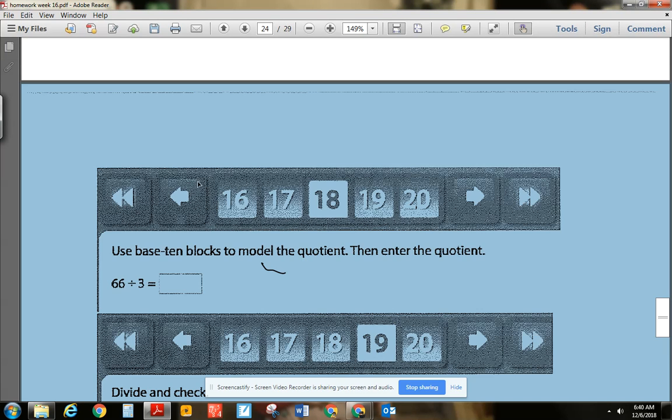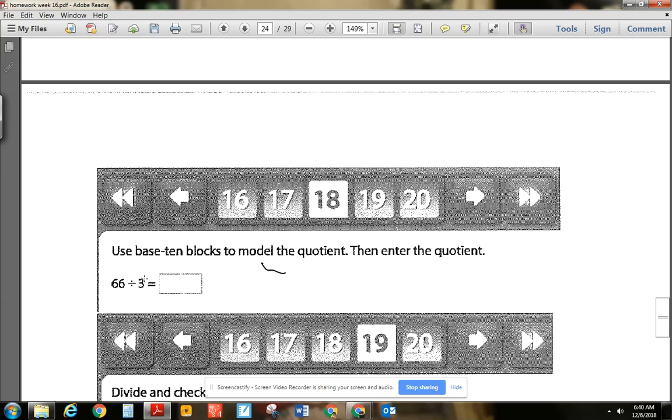Questions 18 through 22. So this first question, 18, is 66 divided by 3. I'm going to show you two different ways to do it. And the first one I'm going to show you is using the base 10 blocks. So we can make 66 this way: 10, 20, 30, 40, 50, 60, and then 1, 2, 3, 4, 5, 6. All right, so that's 66.